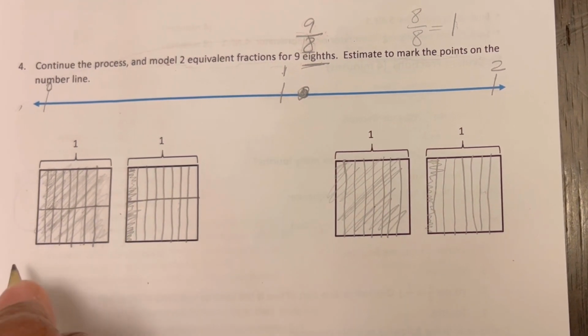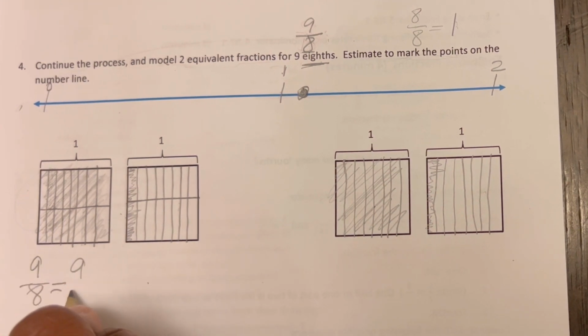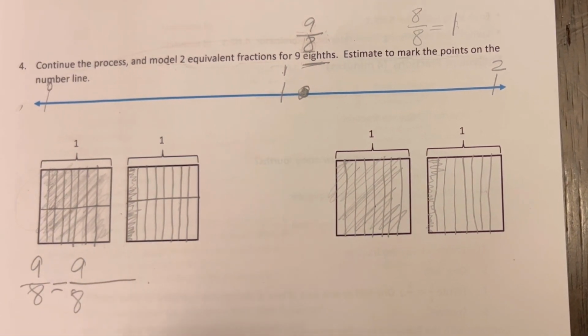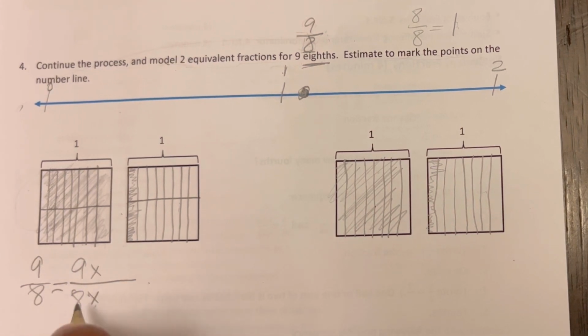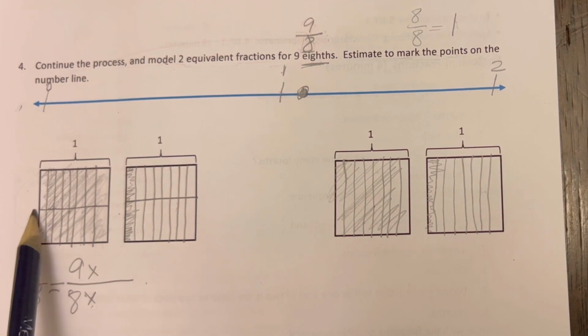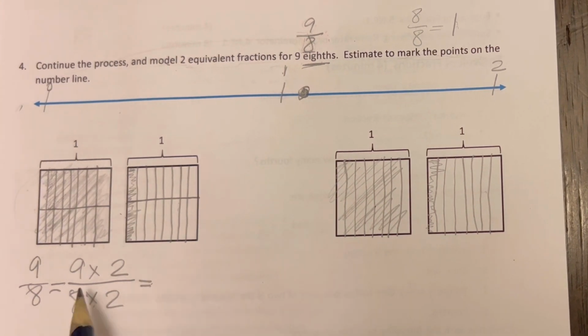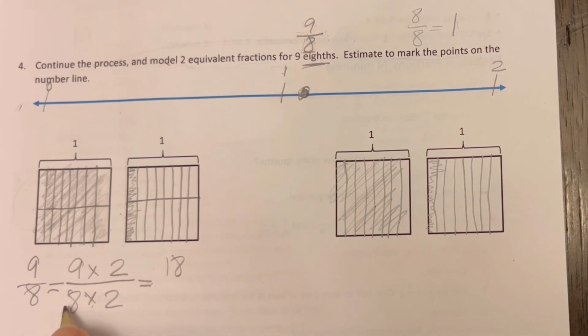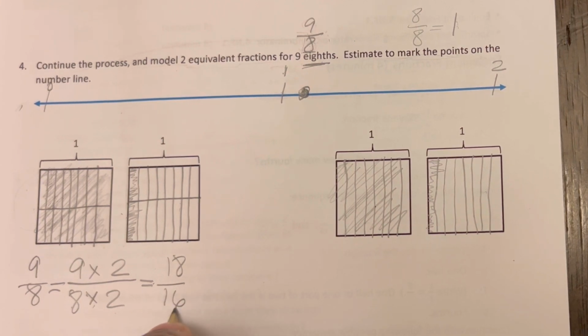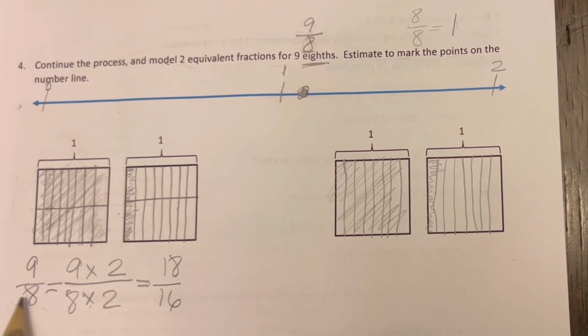Okay. So we started with 9/8. Recopy. Then we're going to do times. And then what did we increase each unit by? We increased it by 2. So we're going to do times 2. And then 9 times 2 is 18. 8 times 2 is 16. Okay, so we made an equivalent fraction, a fraction that means the same amount as 9/8. Notice how the shading did not change.